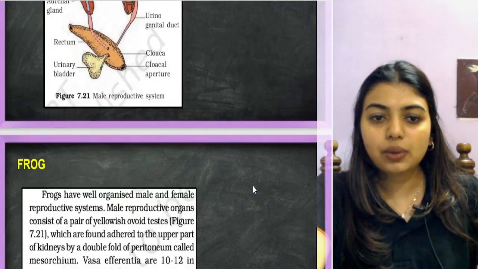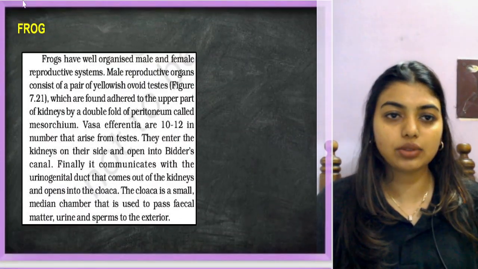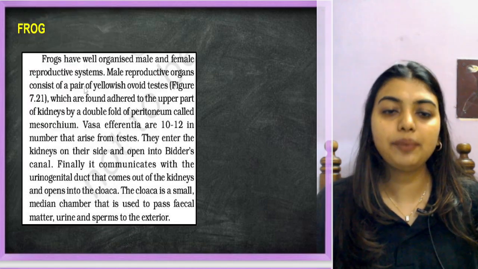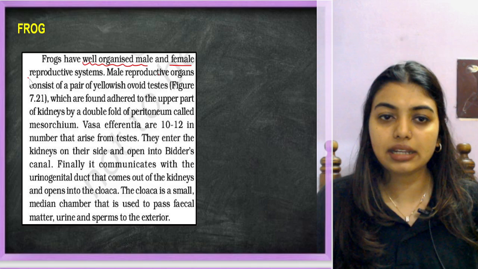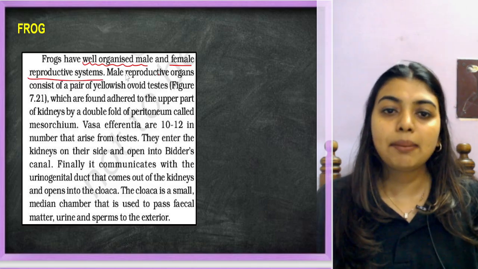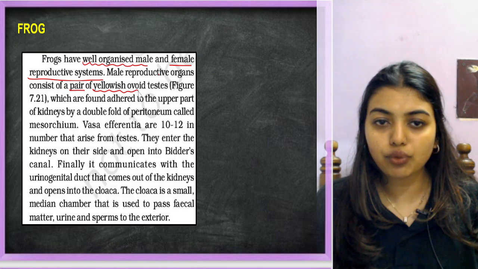Now we are going to understand the reproductive system of the frog. Look here. Frog has well-organized male and female reproductive systems. Male reproductive organ consists of a pair of yellowish ovoid testes.